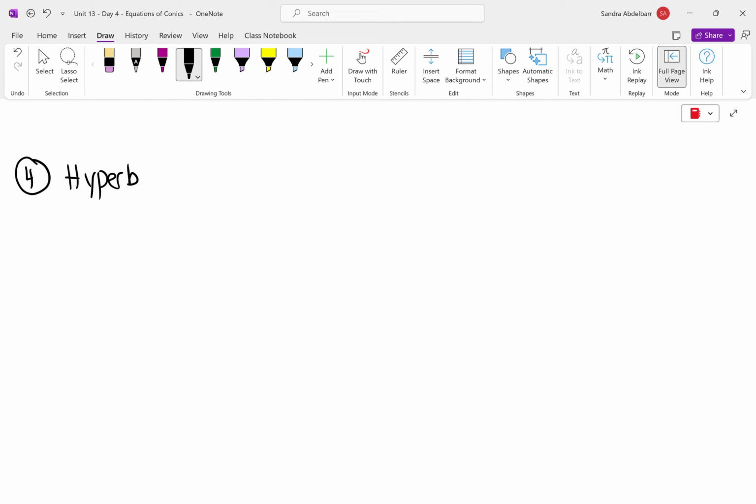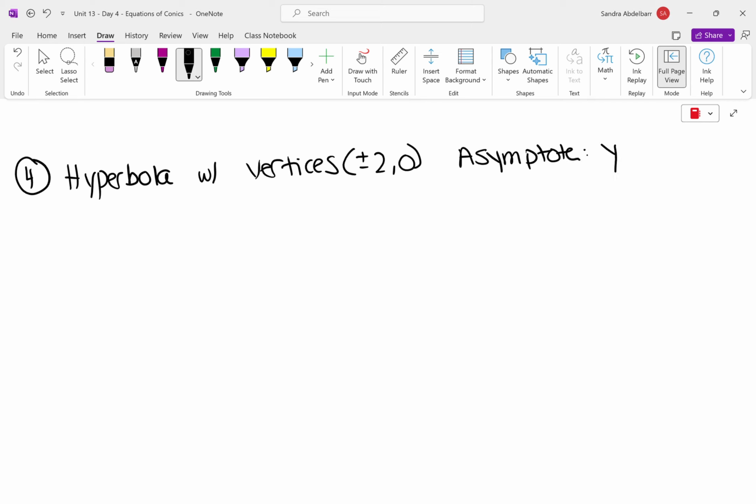Okay, next one. I want us to find the equation of a hyperbola with vertices plus minus 2, 0, and an asymptote y equals plus minus 3 halves x. Oh, one more. And the transversal axis length is 4.